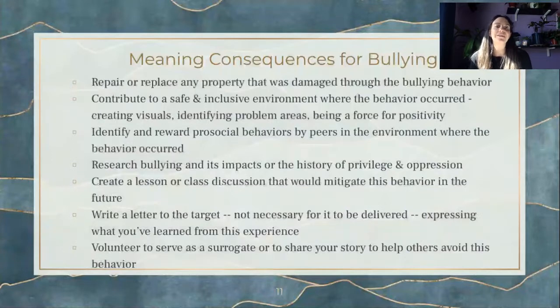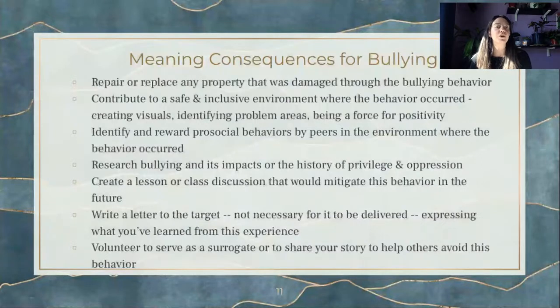The student and I might find ways that they can contribute to creating a safe and inclusive environment wherever the behavior occurred. For example, if the bullying behavior happened in the bathroom, maybe they can create posters for the backs of stalls about how to identify bullying and where to report it. If the bullying was occurring at recess, maybe they can work with adults to identify where the unsupervised spaces are or what recess stations seem to have the most conflicts.